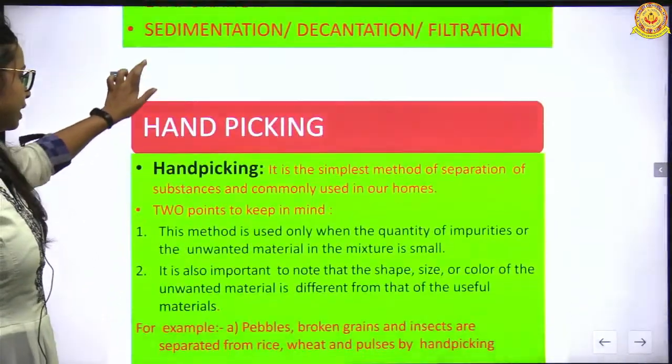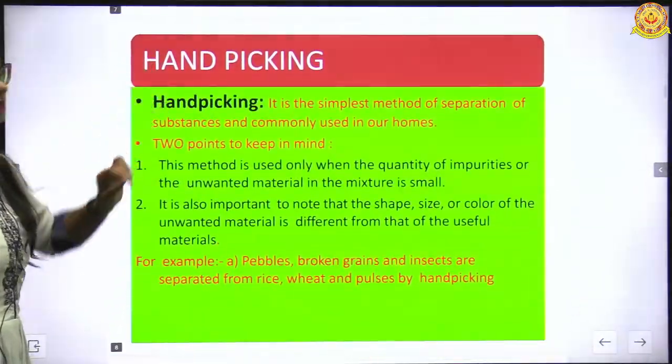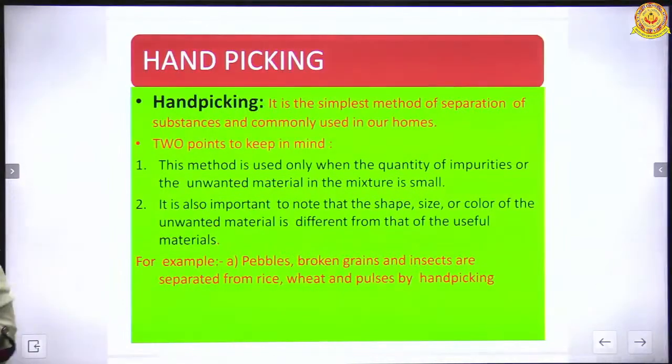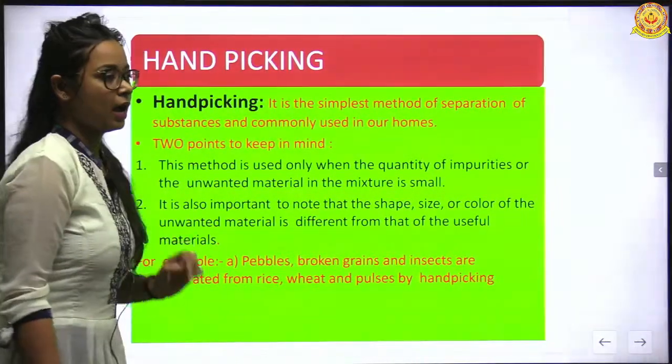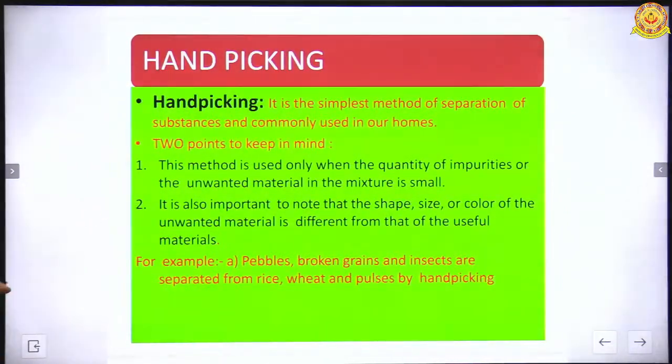First is hand picking. Hand picking is basically the simplest method of separation, by which you can take out the unwanted material using your hands. It is commonly used in our homes.